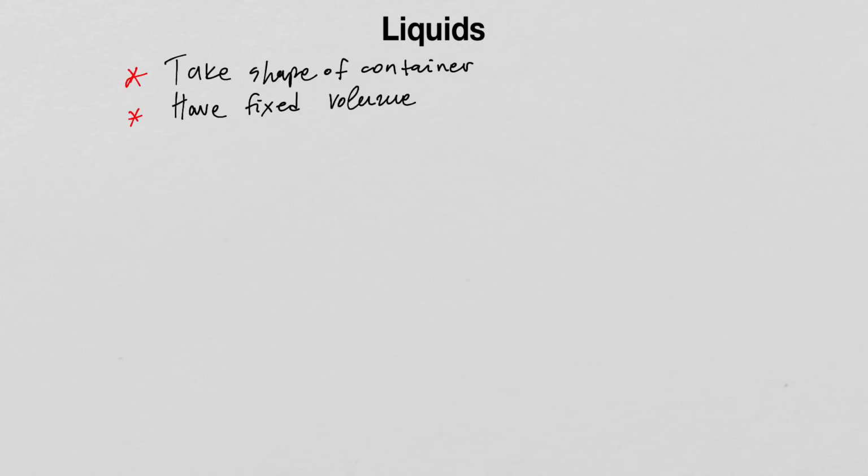The next state of matter that I would like to discuss is liquids. When a solid melts, the interatomic bonds break, allowing the atoms or molecules of the substance to slide over one another, producing a liquid. Liquids take the shape of their container and have fixed volume.